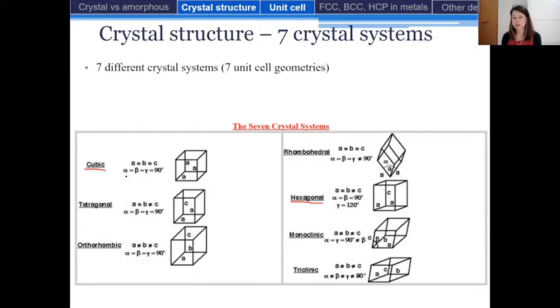And the interaction angles will be equal to 90 degrees. In the case of hexagonal, the edges A and B will have the same dimension, whereas it will be different from the C edge. Alpha and beta will be equal to 90 degrees, whereas the other angle will be equal to 120 degrees. So, thanks to these 7 unit cell geometries, we are able to describe the different atomic arrangements that we find in crystal structures in materials.